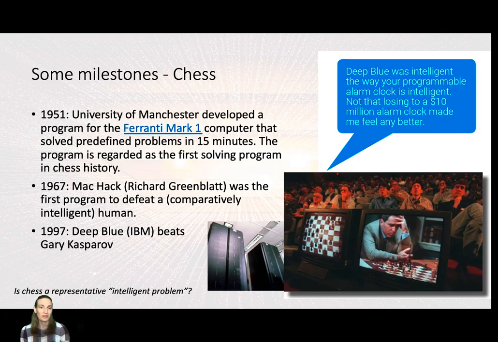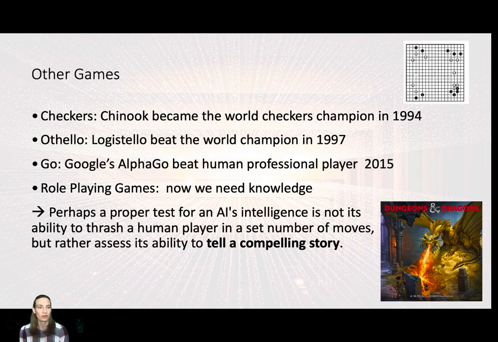Now, a lot of other games were solved using AI technologies. We have checkers, Othello, and Google's AlphaGo recently beat a human professional player only a few years back. But the real challenge, in my view, is role-playing games, because there's a striking difference between being able to solve chess and an RPG. For role-playing games, you need knowledge.